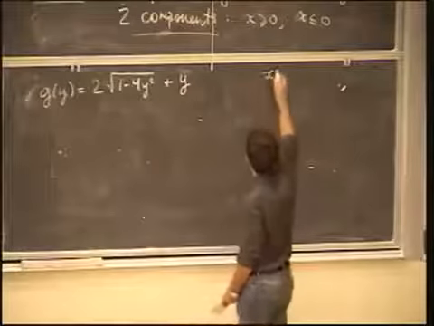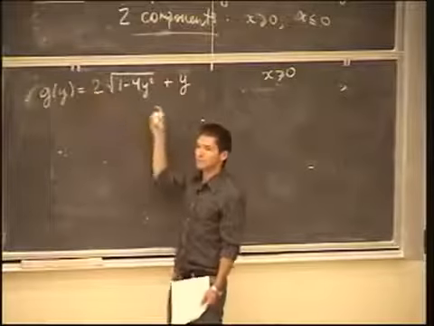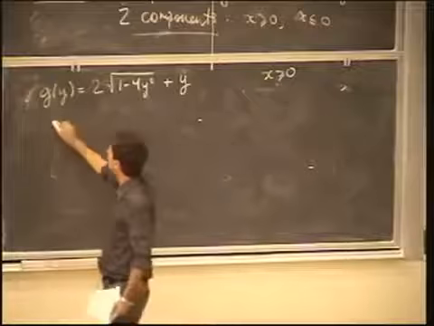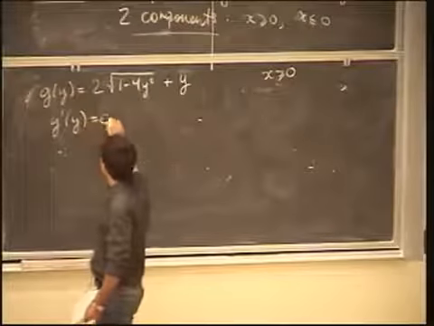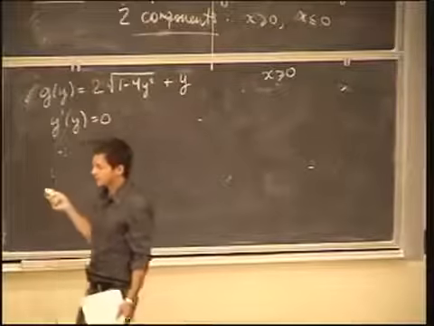This is in the case when x is greater than or equal to 0. And a similar function with a negative sign when x is less than or equal to 0. And you would have to find the points where g prime of y is 0. So you see that it looks kind of nasty, right? Because the function is not so nice.